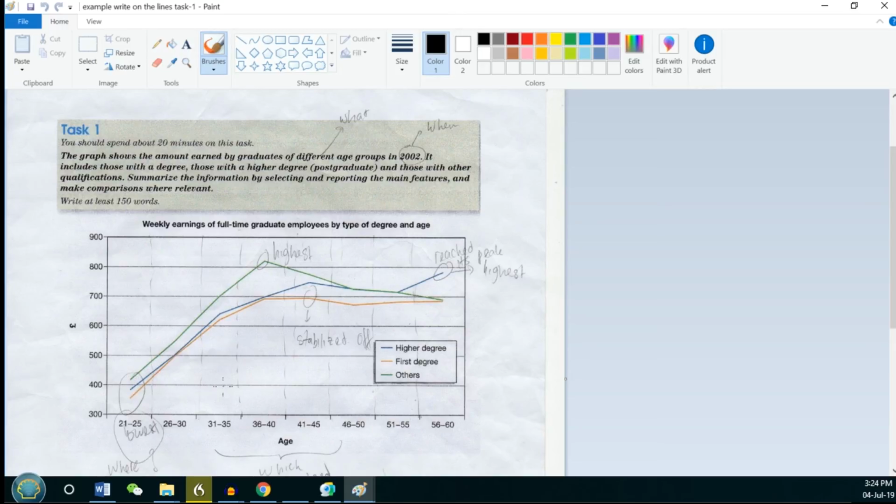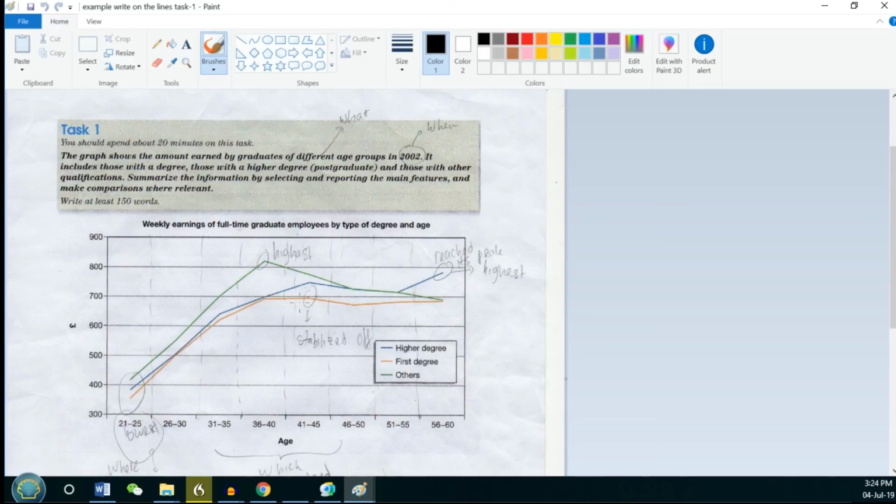This is about salaries, so the candidate told me that first degrees had the highest level, and it's not the case. We can see the first degrees here. The highest one is this green one, which is other degrees. And actually it's not true for the whole period. At the end of the period, higher degrees were the highest. So essentially, if we want to write the overall summary about what's the highest, then we need to say that the highest was the others.